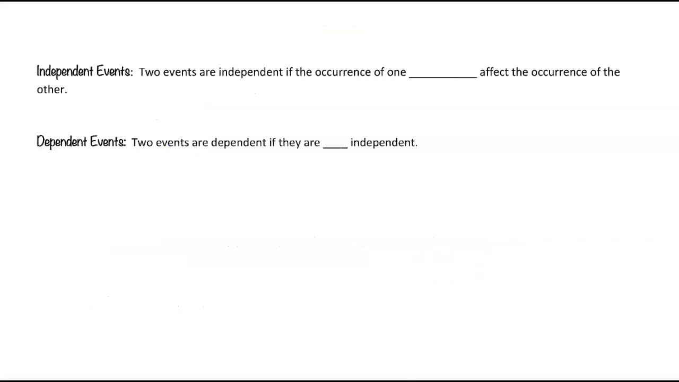Now let's talk about the difference between independent and dependent events. Two events are independent if the occurrence of one doesn't affect the occurrence of the other. They have nothing to do with each other. Dependent events are the opposite. They are not independent. The occurrence of one does in fact affect the occurrence of the other.